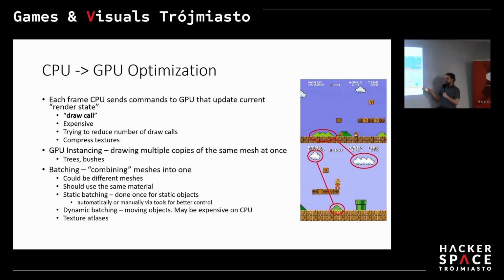And also texture atlases, which is combining multiple textures in a single huge texture, passing it once, because then you can reuse the same texture on multiple meshes and you can batch them together.